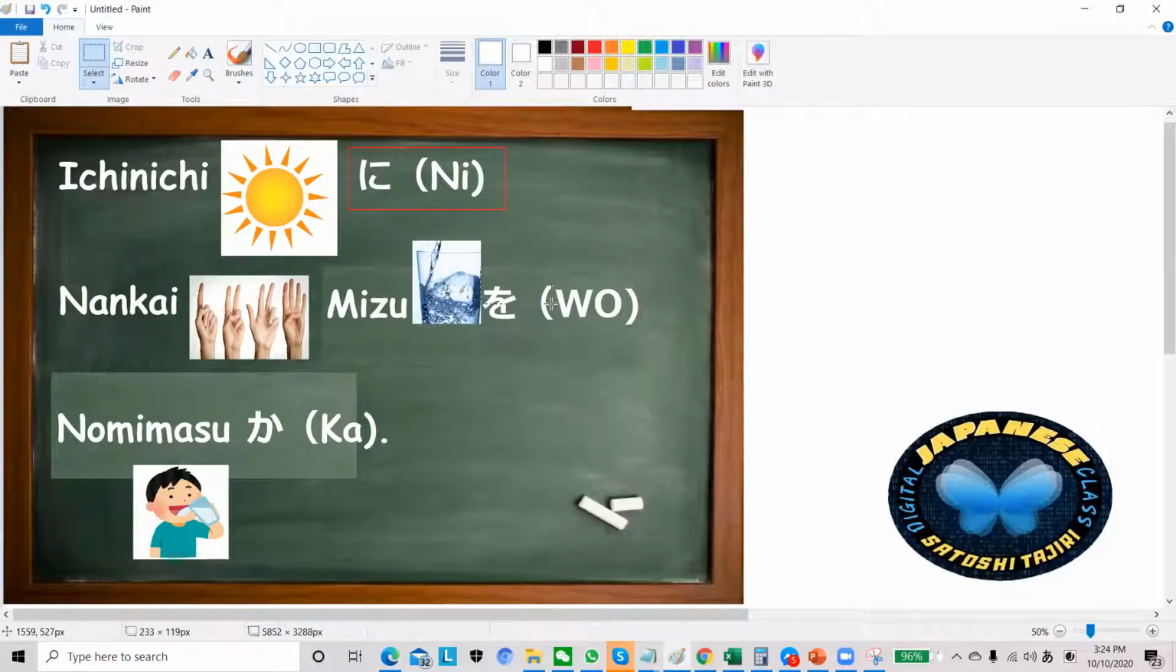Then we have our wo. We use wo for our particle for our direct object because water is our direct object here. Then if the sentence ends with a ka, it means it's a question. You are making a question. Like you're saying here, in one day, how many times you drink water?